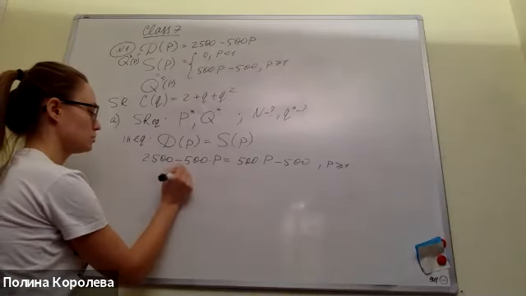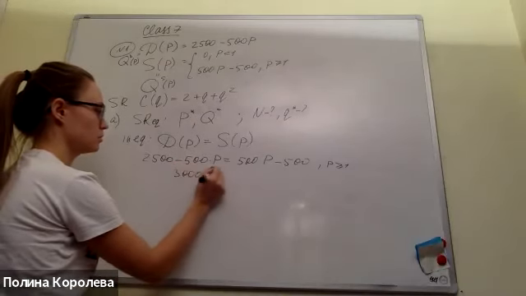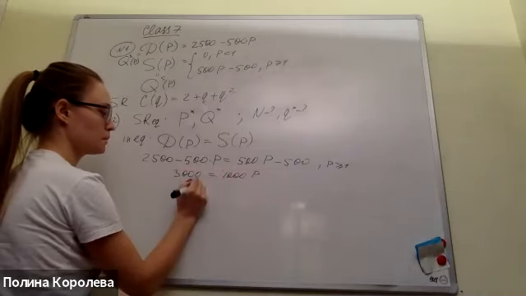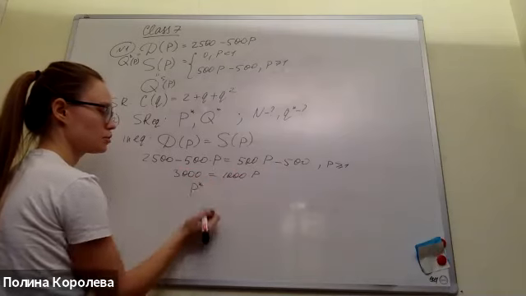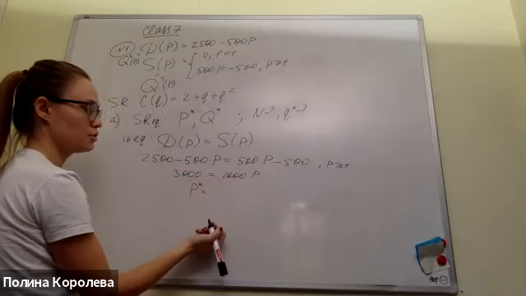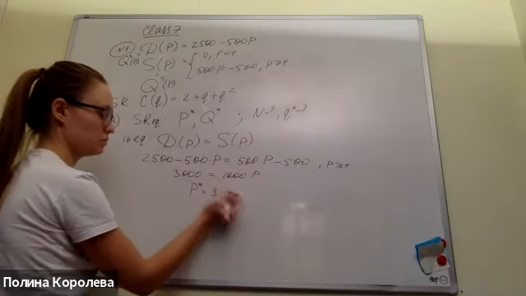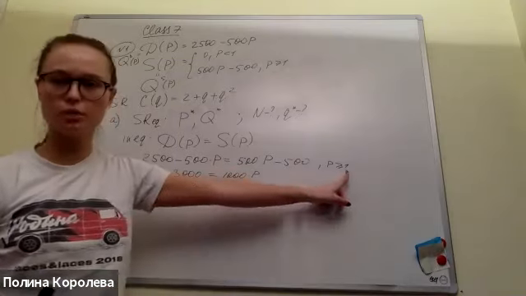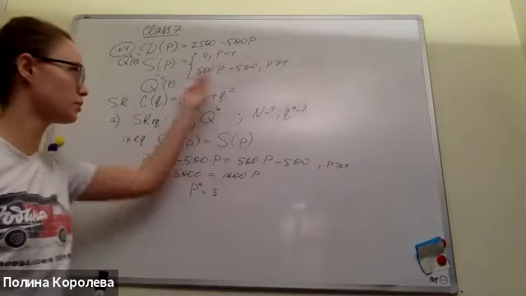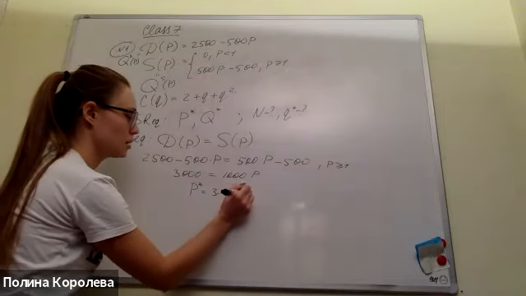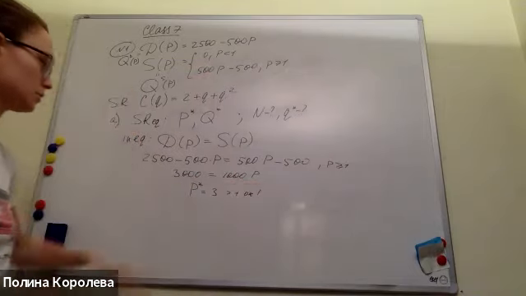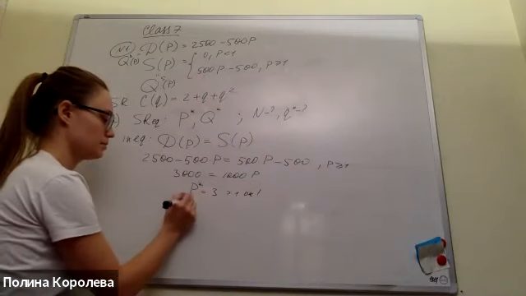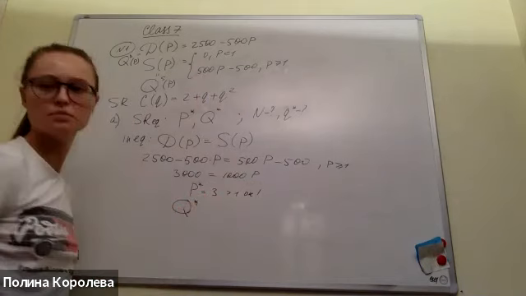How to solve? 3,000 equals 1,000 multiplied by the price. So the equilibrium price in the short run will be equal to how much? 3. Yes. We check that it's greater than 1, so we took the right part. So this is the equilibrium price. Good. And the equilibrium quantity, who can tell me, please?